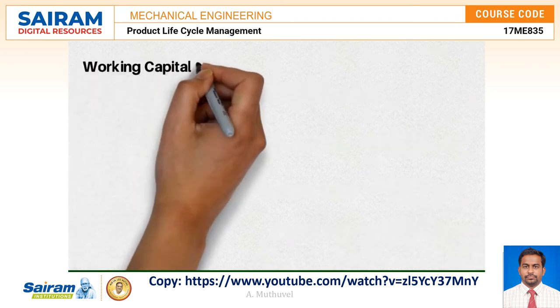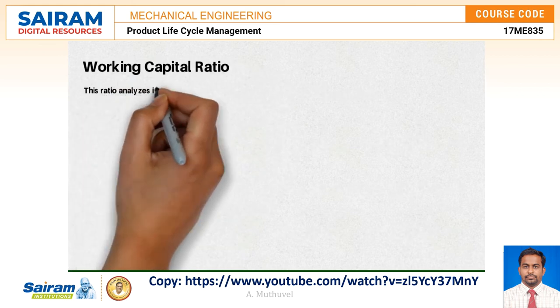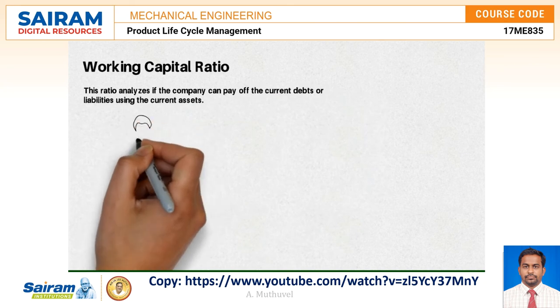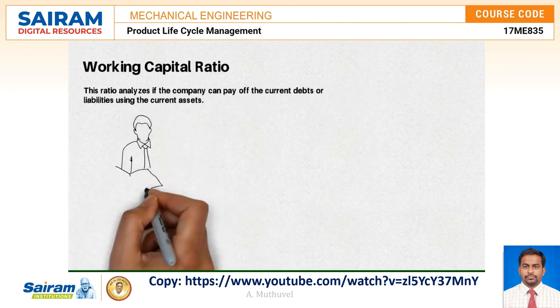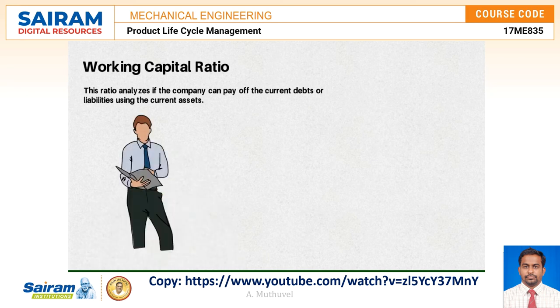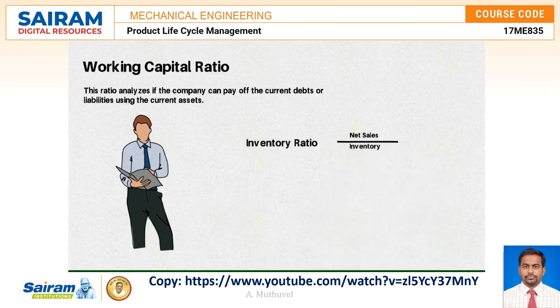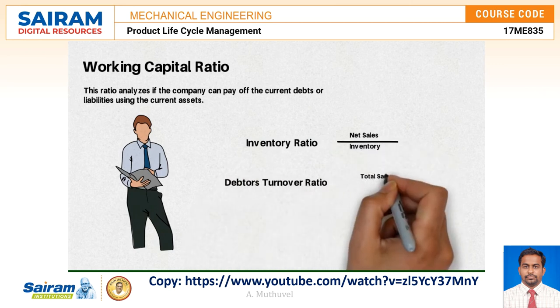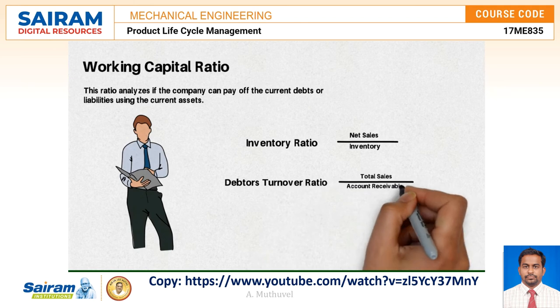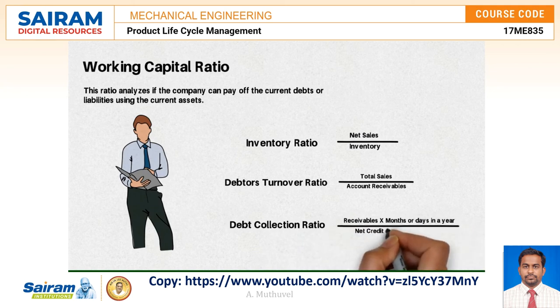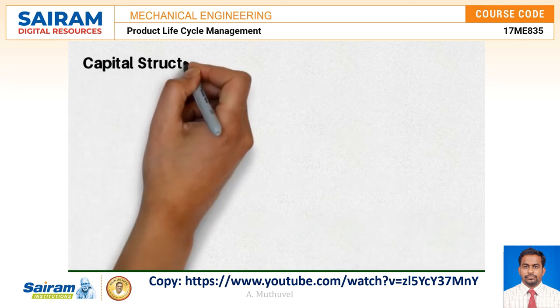Working capital ratio. The next one on the list is the working capital ratio. This ratio analyzes if the company can pay off the current debts or liabilities using the current assets. Some of the common working capital ratios and their formulas are: inventory ratio, net sales upon inventory; debtors turnover ratio, total sales upon account receivables; debt collection ratio, receivables multiply by months or days in a year upon net credit sales for the year.